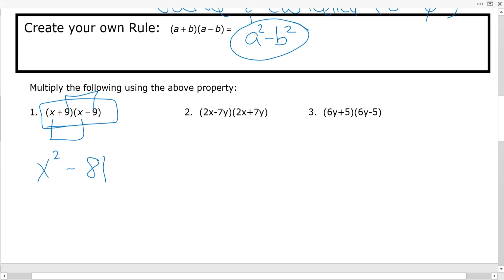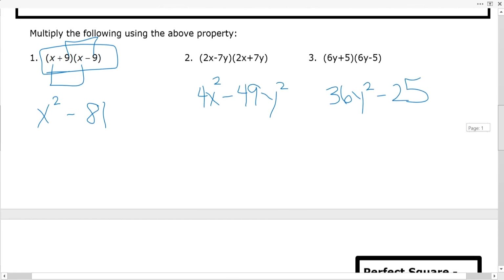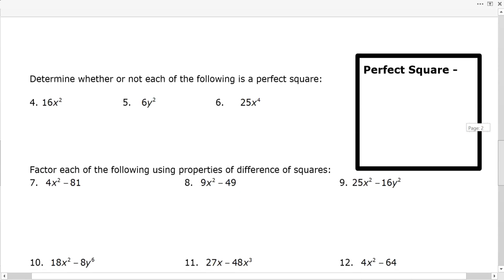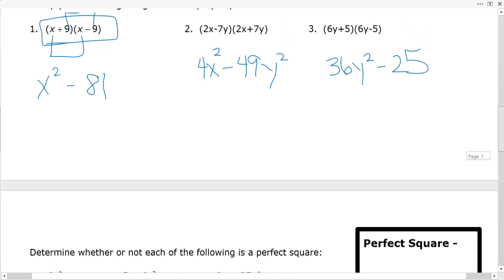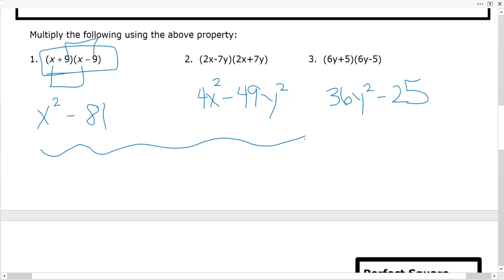For number 2, my answer is 4x squared minus 49y squared. For number 3, my answer is 36y squared minus 25. So all I'm doing is squaring the terms, and I end up with squares. So what our answers were are perfect squares. All these are perfect squares.